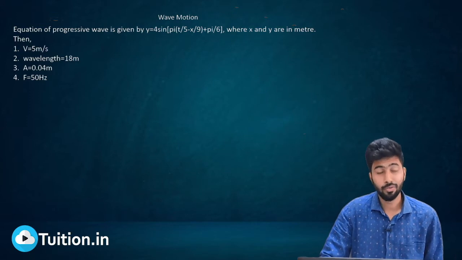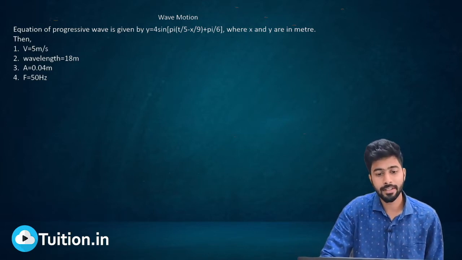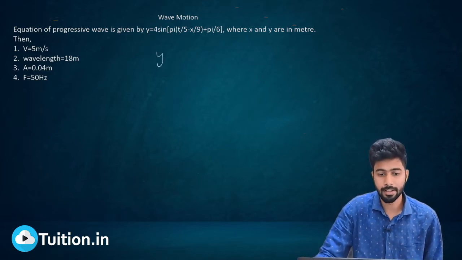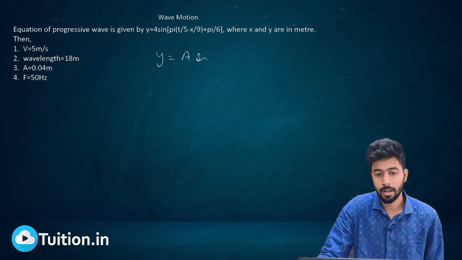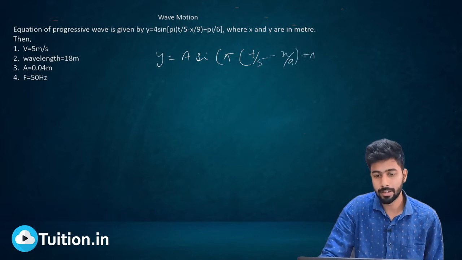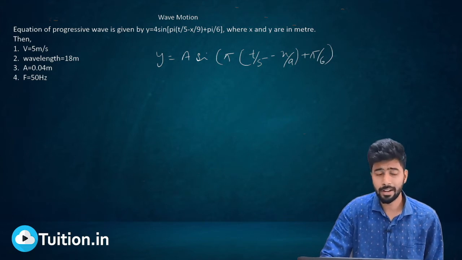Here we have a few questions from wave motion coming up. Looking at the first question, it goes like this. The equation of a progressive wave is given by y = 4 sin(πt/5 − x/9 + π/6). This is the equation of the wave that's given, where x and y are in meters.